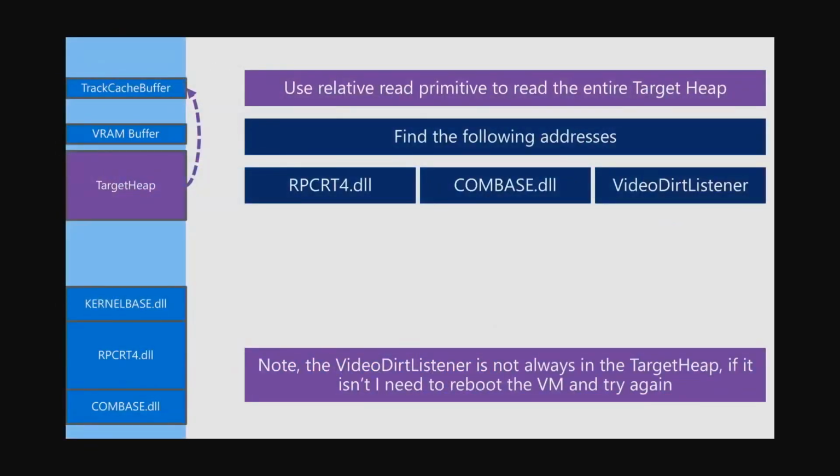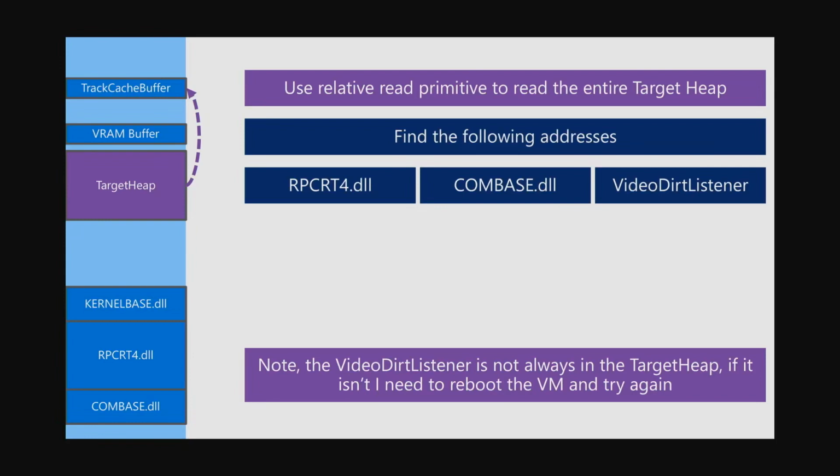So that's exactly what I did. The first thing I need to do, of course, is read the target heap and find the address of RPCRT4, the COM base, and the video DirectX listener object. It's worth noting that these offsets are typically fixed. For example, the offset between the VRAM buffer and the target heap is typically fixed. It's not fixed 100% of the time, so this will fail sometimes.